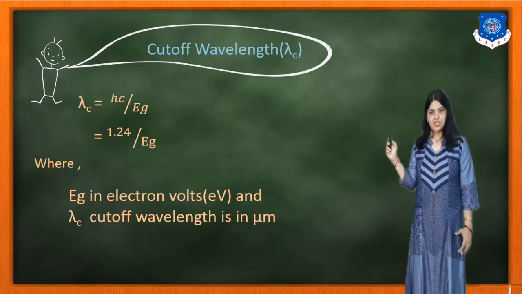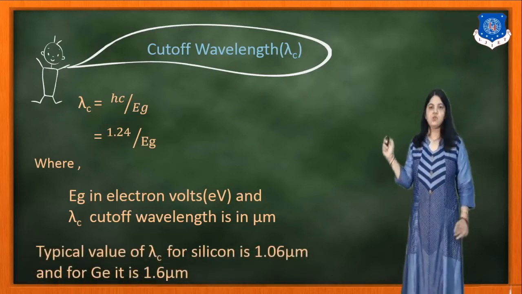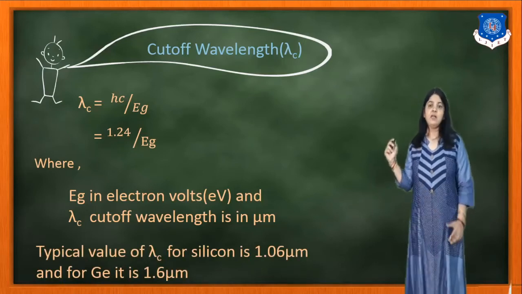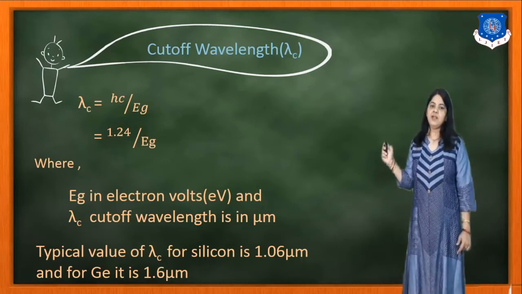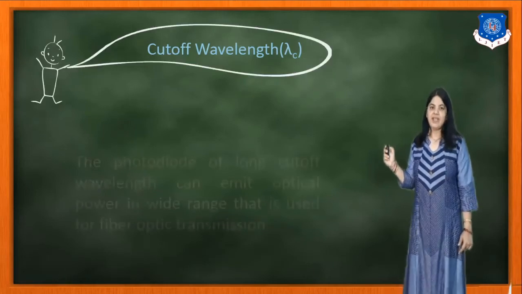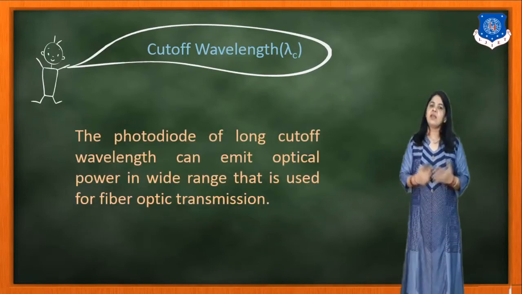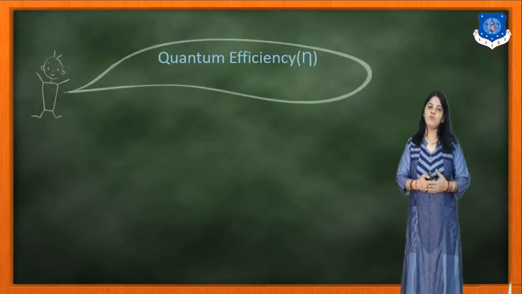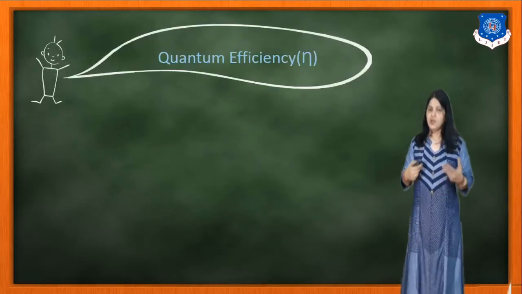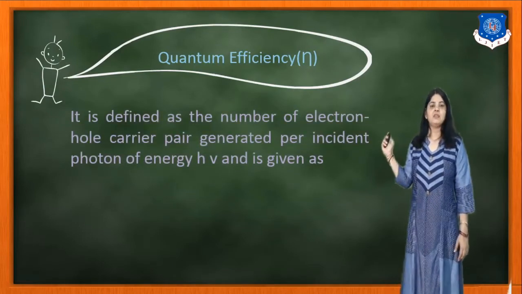You can use this to solve examples, and we can find the cutoff wavelength using the same equation. The typical value of lambda c for silicon is 1.06 micrometer, and for germanium it is 1.6 micrometer. A photodiode with a long cutoff wavelength can operate over a wide range, and that is used for fiber optic communication.